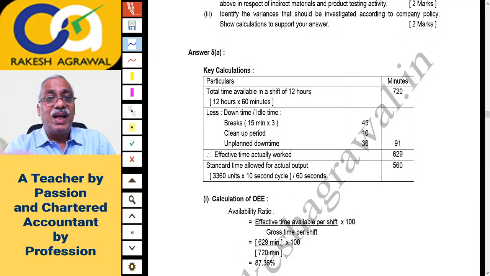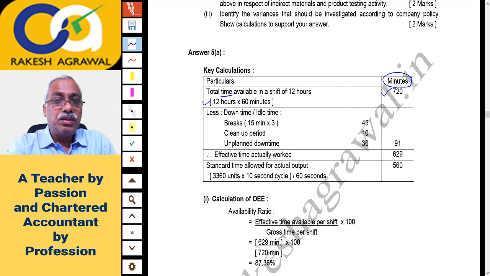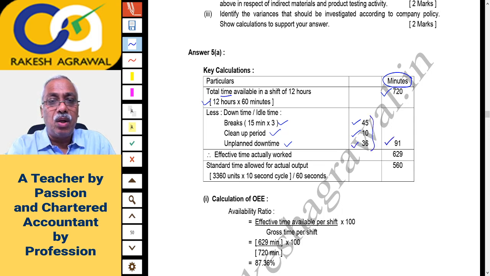Now this is a shift of 12 hours. We'll convert all the data in minutes. Everything in minutes. So 12 hours into 60 minutes is total available time, that is gross available time, 720. Okay. Less downtime or idle time. There are 3 breaks of 15 minutes each. So 45 minutes gone here. Cleanup break was only 1, that is 10 minutes. And unplanned downtime, which you had not planned, but it has occurred, that is 36. This total 91 minutes are gone, and effective time available for you is 629.